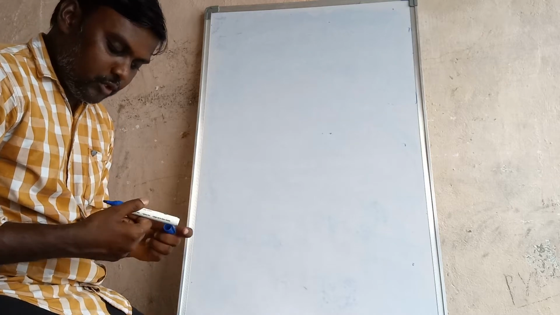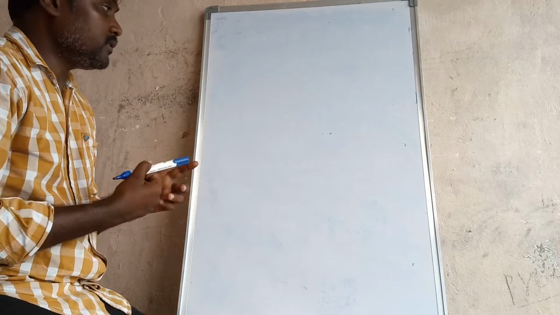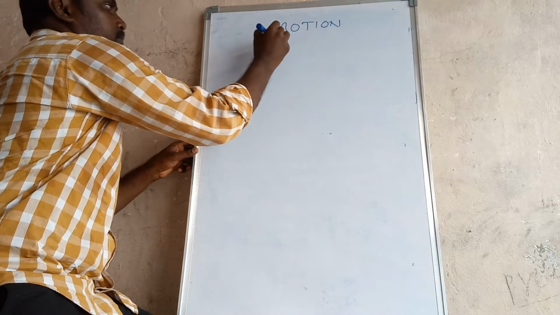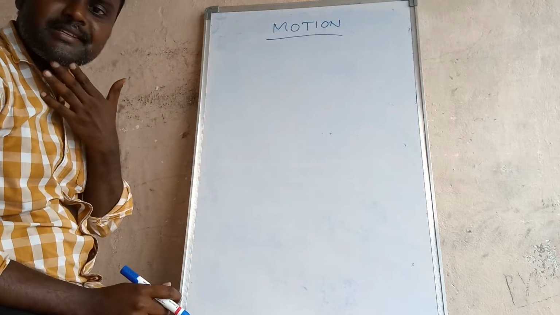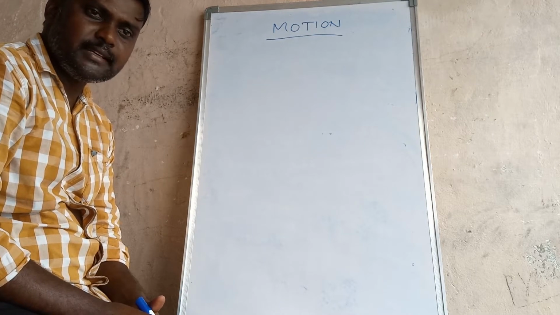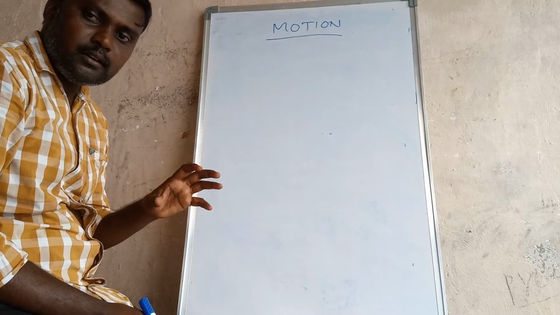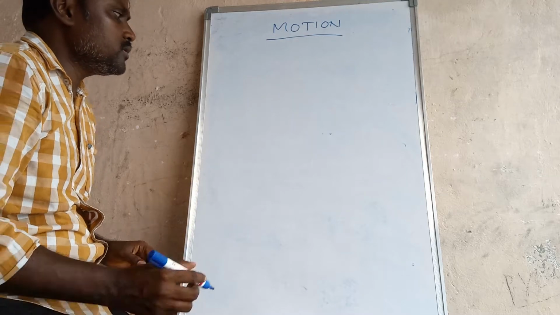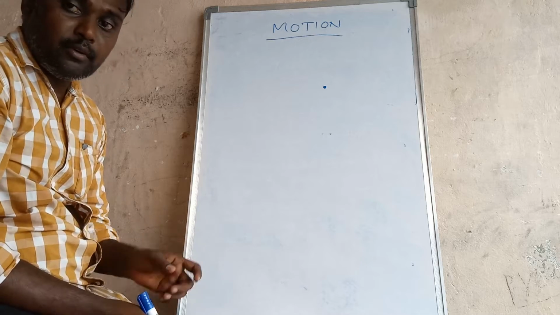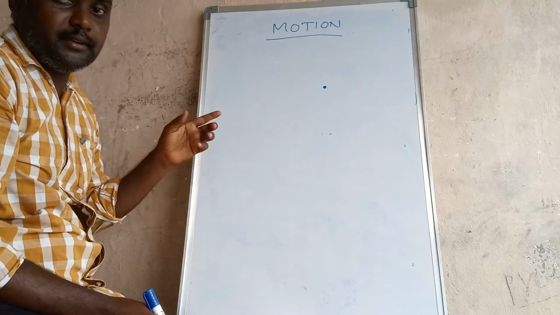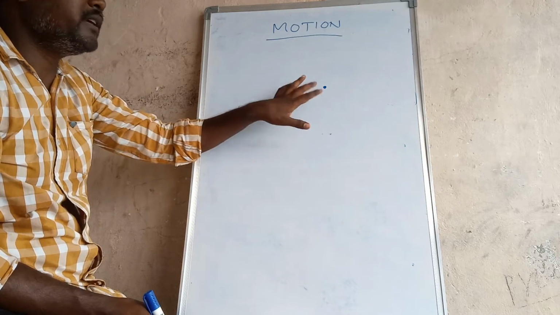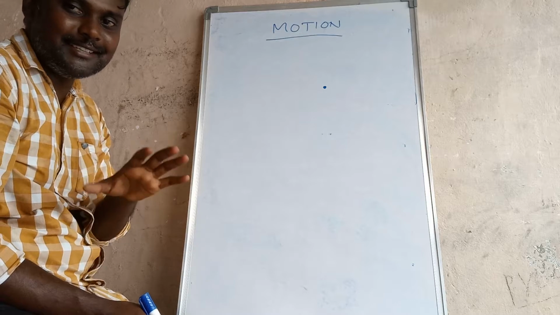Okay, now I'm going to teach you the chapter in physics, that is motion. Motion and rest are quite opposite terms. Suppose one body is here. For one body it may be at rest, and for some other body it may be in motion. Okay, I'll tell you one thing.